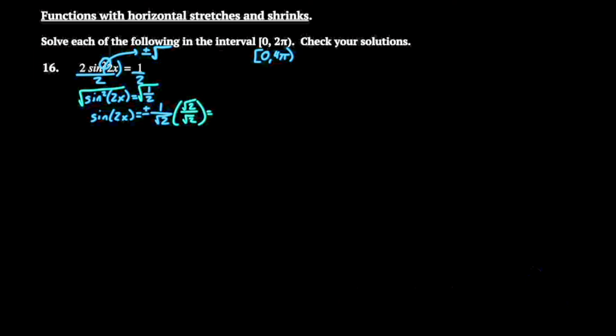And this is what I'm used to seeing, so I'm going to do that real quick. We would get plus or minus square root of 2 on top, and then on bottom square root of 2 times the square root of 2 is just 2. So this might be the value that you're more used to seeing.